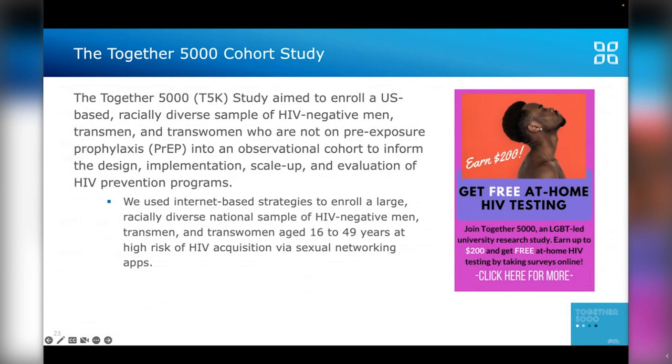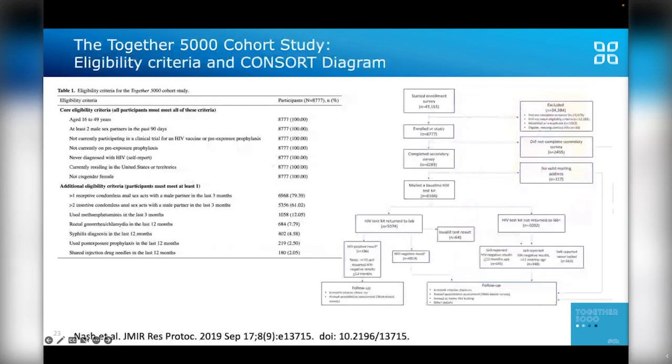The T5K study was an implementation science cohort study that enrolled US-based racially diverse samples of HIV-negative men, trans women who specifically were not on pre-exposure prophylaxis into our cohort to inform the design and implementation of scale up of HIV prevention programs that could effectively reach this at-risk population. And we used internet-based strategies to enroll this cohort of HIV-negative men, largely via sexual networking apps.